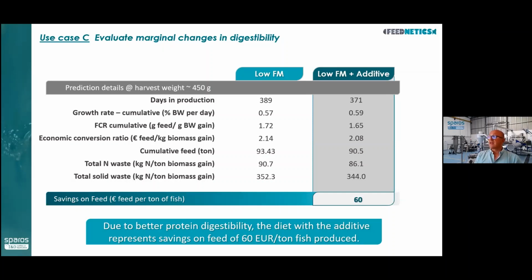So overall, the main conclusion here was that by improving marginally the protein digestibility, we can have a saving on feed of 60 euro per ton of fish produced. So this is an example of how we can use FEEDNETICS to demonstrate that a small effect may pay off and may even bring some small benefits to a fish farmer in this case.